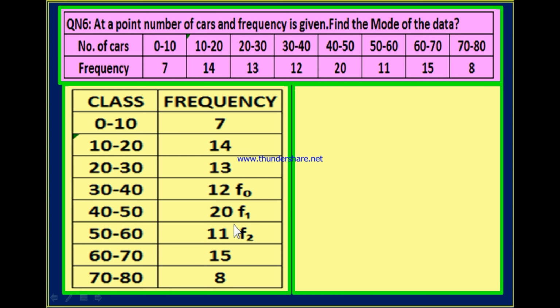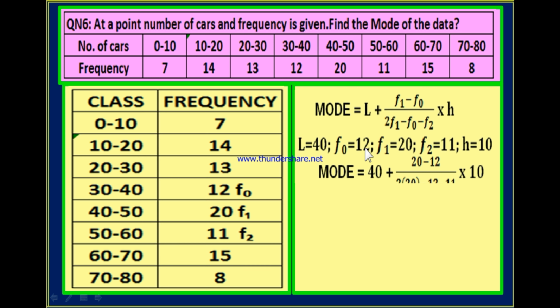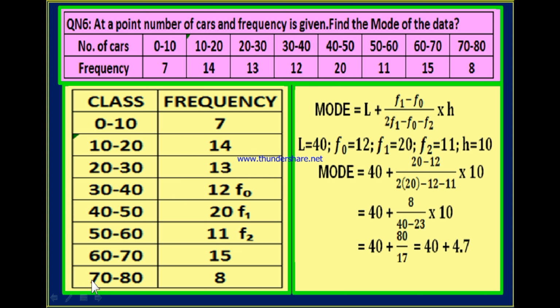Now let us write the formula to find the mode first of all. Just recollect what is the formula for mode. Nice. Mode is equal to L plus (f1 minus f0) by (2f1 minus f0 minus f2) into h. L means the lower bound of the modal class, 40, and f0 is the frequency above the modal class, 12, and f1 is the frequency of the modal class, 20, and f2 is the frequency of the class below the modal class, that is 11. And h means the height of the class, that is the difference between any two successive lower boundaries or any two successive upper boundaries, which is equal to 10.